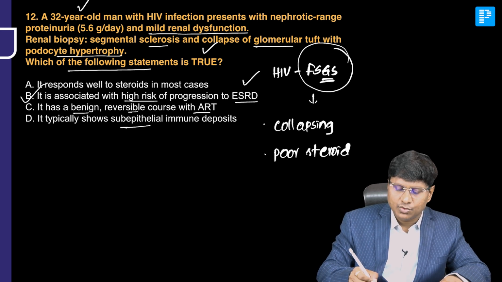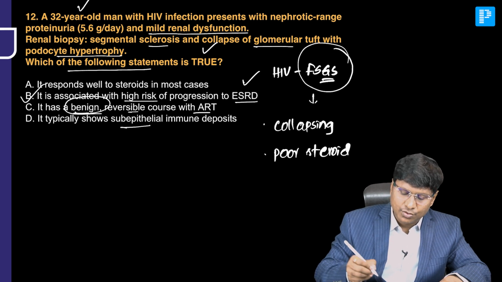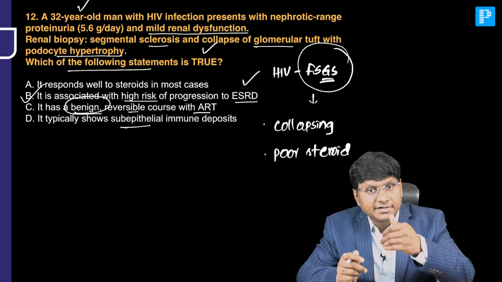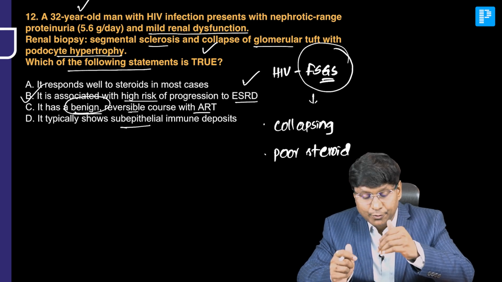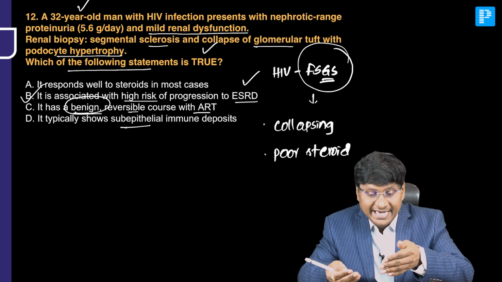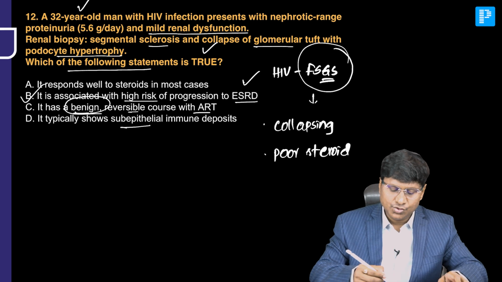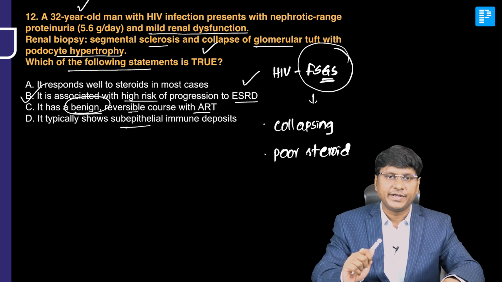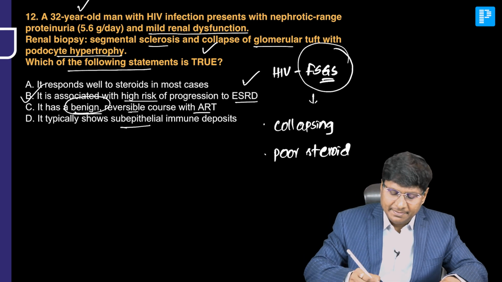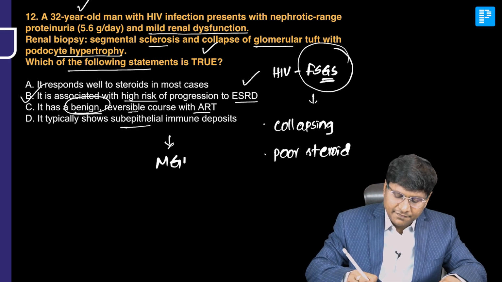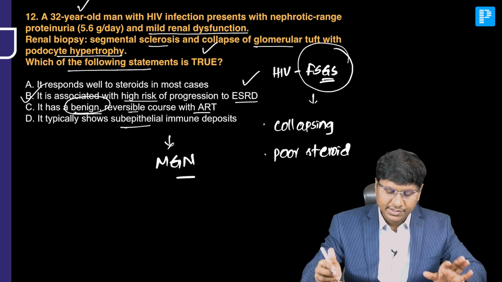And it's a benign reversible course with ART. Remember, it is not having a benign course. It has a malignant course and it is reversible with ART, right? ART slows the progression of the FSGS, but it rarely reverses the HIV-associated nephropathy, right? So the reversibility is not very common. Typically shows subepithelial immune deposits. Presence of subepithelial immune deposits are the features of membranous glomerulonephritis, right? So the answer here is the second option.